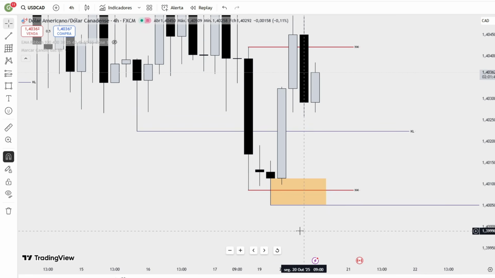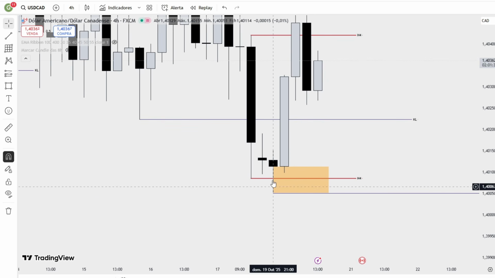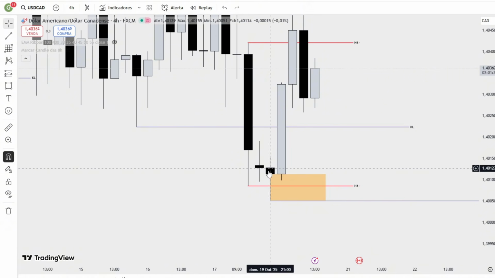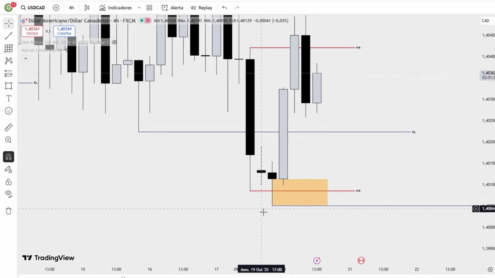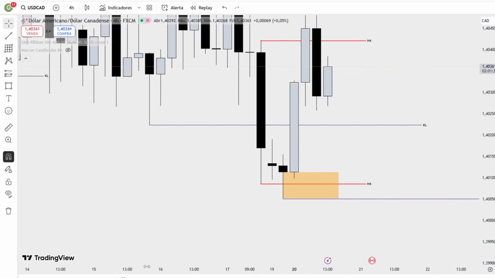If you close below here, you disregard it. It's not valid anymore. It must close inside your CRT. Just purge and close inside. And then on this candle, you will do your entry. And to do your entry, you have tons of ways to do it.